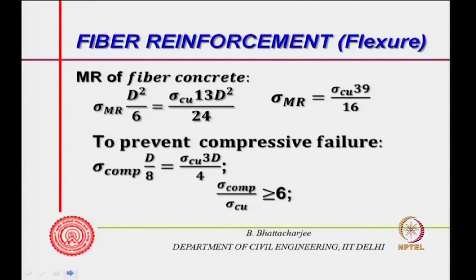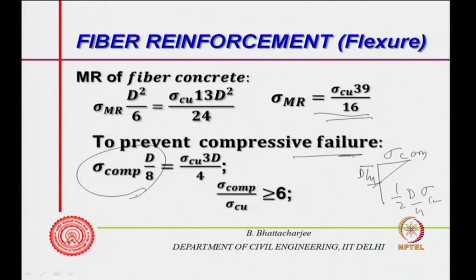Now, to prevent compressive failure, I have already told you that it is 2 point something, 39/16 times. So, to prevent compressive failure, the other criterion is that the composite should not fail in compression. So, what is the compression load? This is sigma compression, this is L d by 4. So, this is half d by 4 into sigma compression, that is the stress block, right.